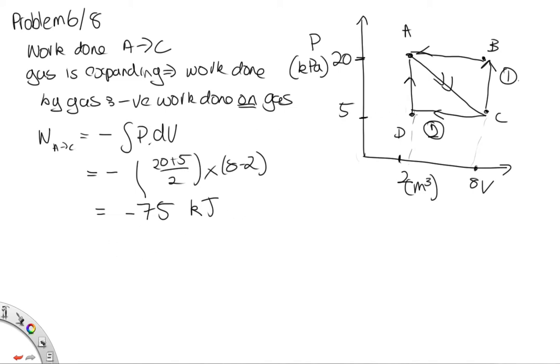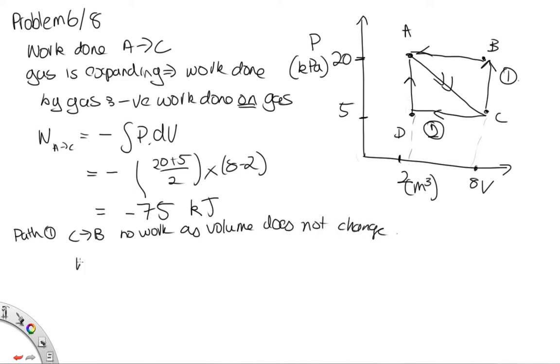Okay, now we have a choice. We need to calculate both. We'll start with path 1. So path 1, from C to B, there's no work as volume does not change. So now we need to calculate the work from B to A.